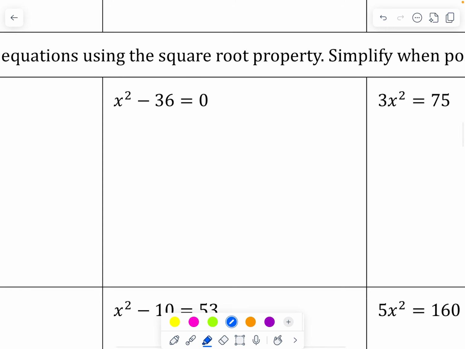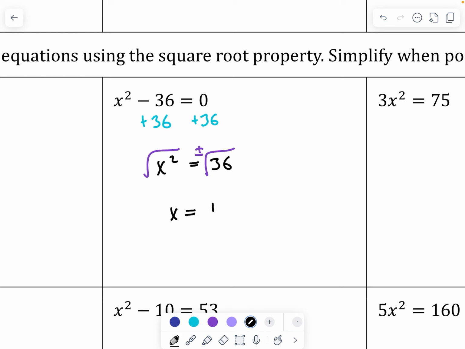Here we have x squared minus 36 equals 0. First thing I'm going to do is add 36 to both sides, plus 36, plus 36. And I have x squared equals 36. And then at this point, you will take the square root of both sides, square root property, plus or minus. So x equals plus or minus 6.